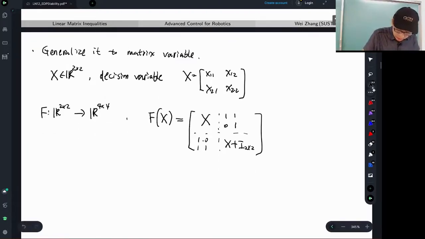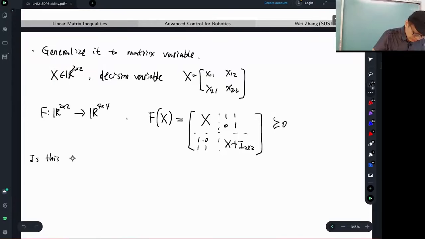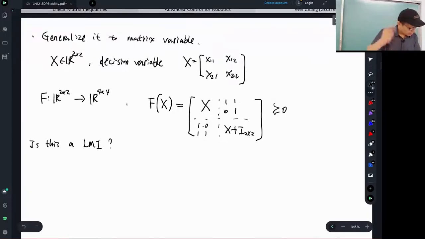I'm going to ask Yinghan, if I impose this as a positive semi-definite condition or constraint, is this a linear matrix inequality? Yes. By yes, you mean that it can be written in the form that we originally defined, right? So how do you do this?